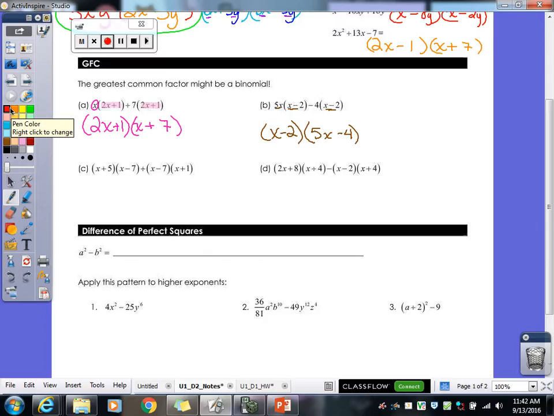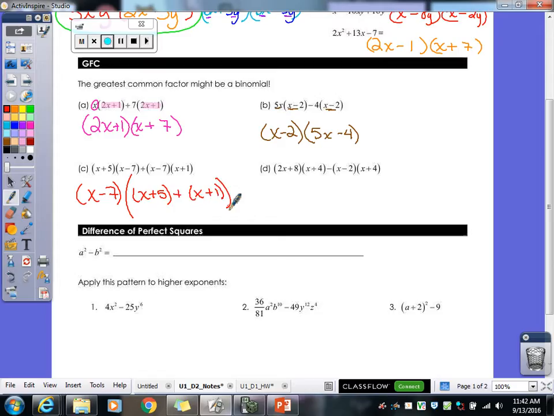Now C and D, of course, are a lot trickier than the first one. So what is our GCF? Very good, x minus 7. So I'm going to put my x minus 7 first. Now, though, I'm left with x plus 5 from the first one. And what's left in the second group here? X plus 1.